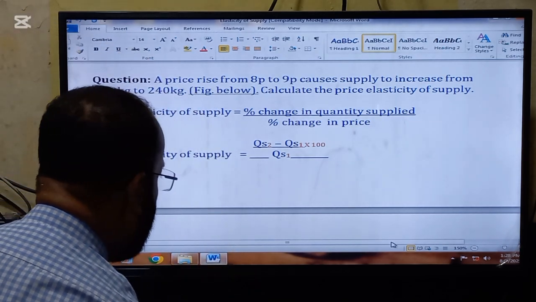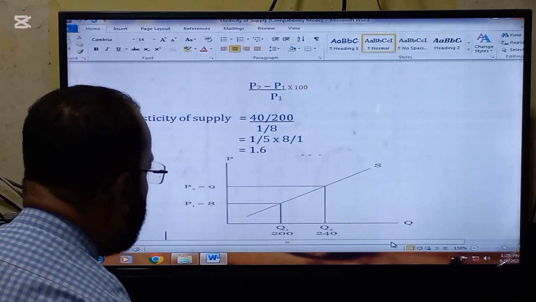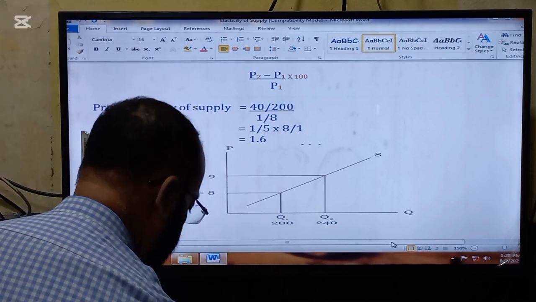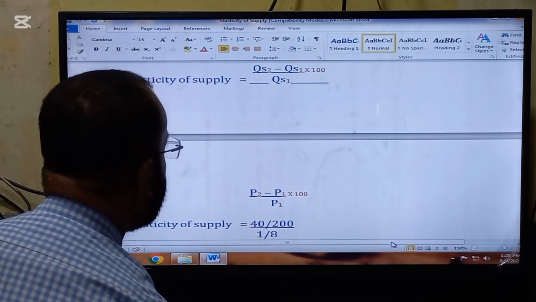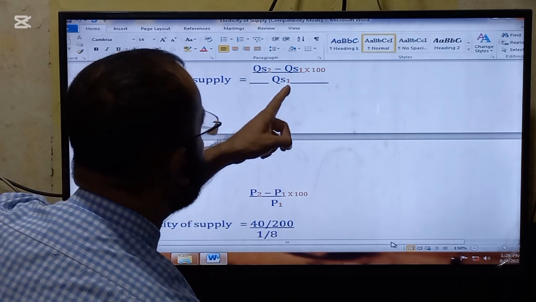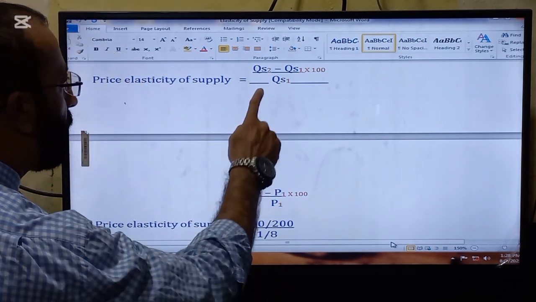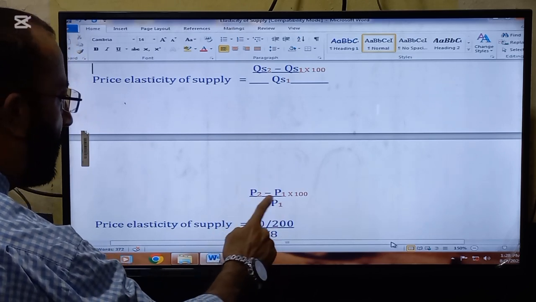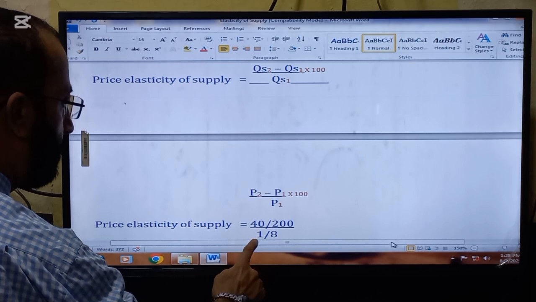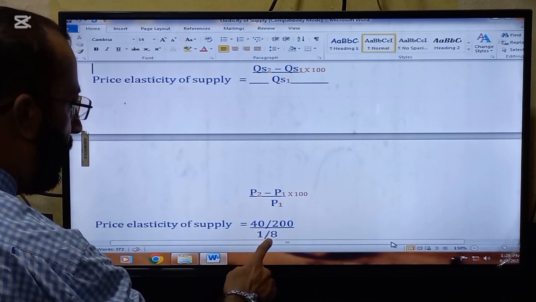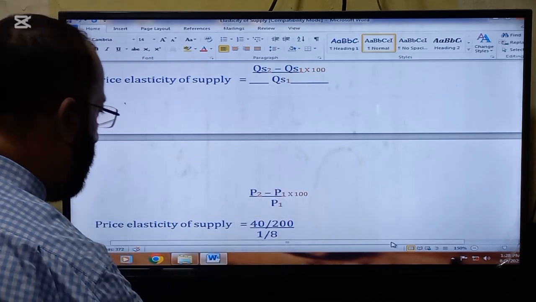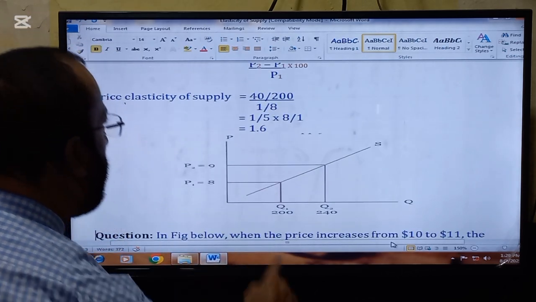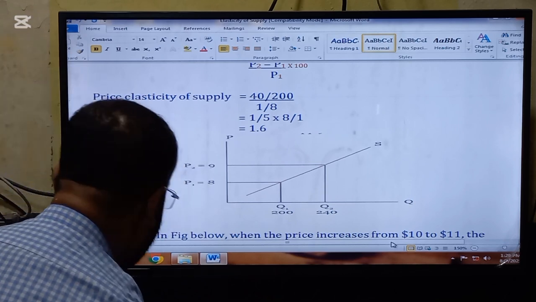Here we are going to put the values into the formula. The difference between the final and initial supply is 40. So QS2 minus QS1 is 40 over QS1, which is 200. The difference between the final and initial price is 1, and the initial price was 8, and the 100s will cancel each other. Solving it on the calculator will give you the answer 1.6.